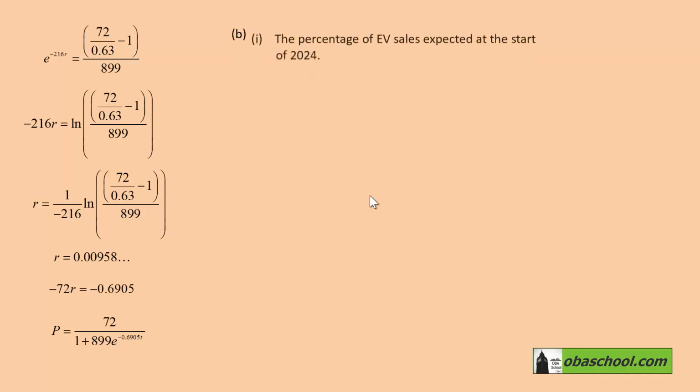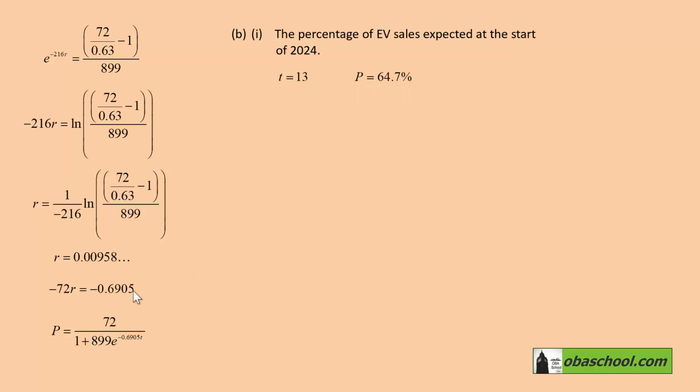So in part B, what we want to find is the percentage of EV sales expected at the start of 2024. We started in 2011, so t is 13. So all we do is substitute in and calculate, and we get 64.7%.